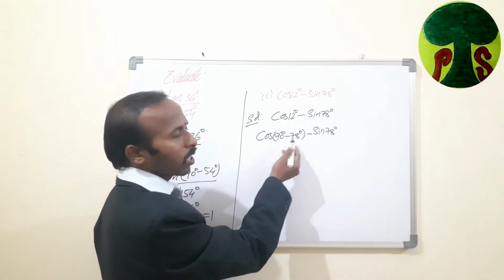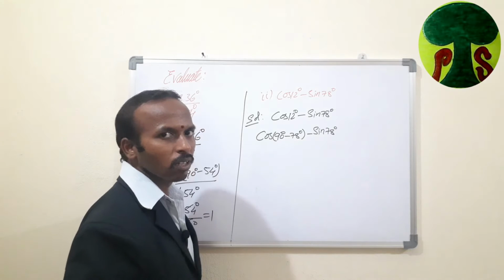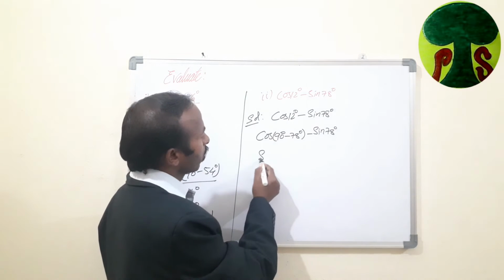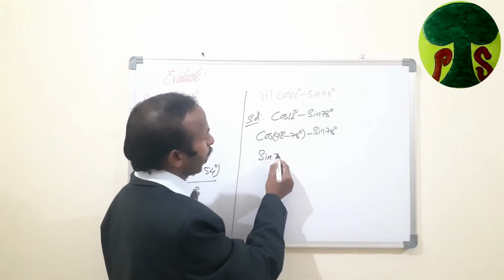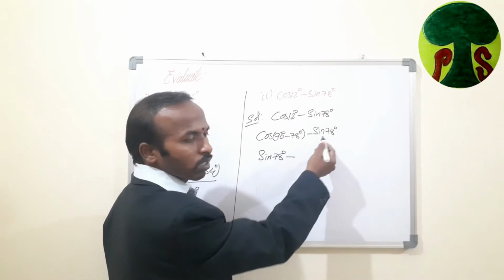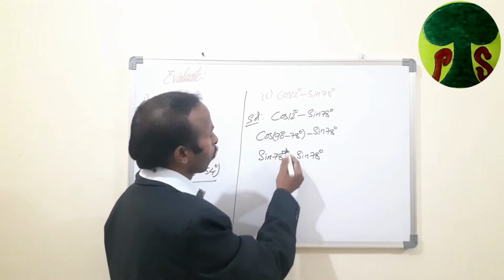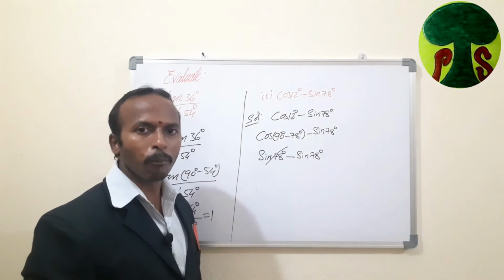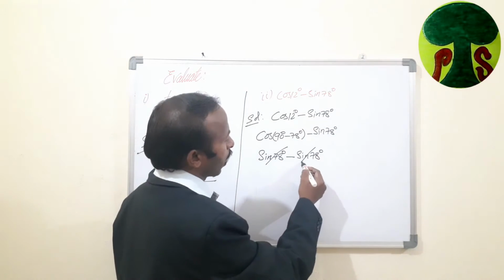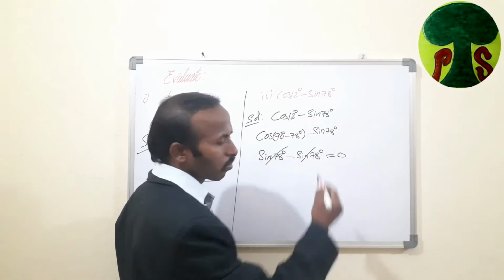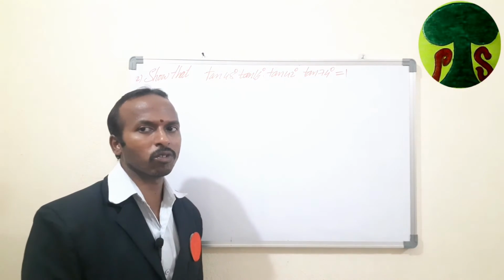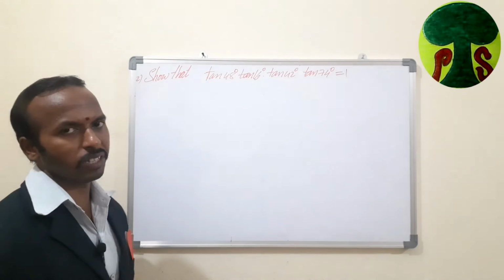Now see here, cos 90 minus theta is how much? That is sin theta. Theta means 78 degrees, so sin 78 degrees minus sin 78 degrees. Both get cancelled. Our answer is 0. Now we will solve the second question. That is on the screen.